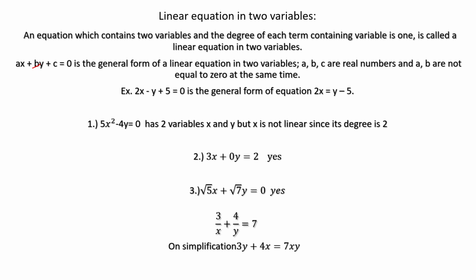Now if you see here, this term of 7xy has degree 2. How? The degree of x is 1 and the degree of y is 1, and 1 plus 1 is 2. Therefore, the degree of this term is 2. Therefore, this is not a linear equation in two variables.